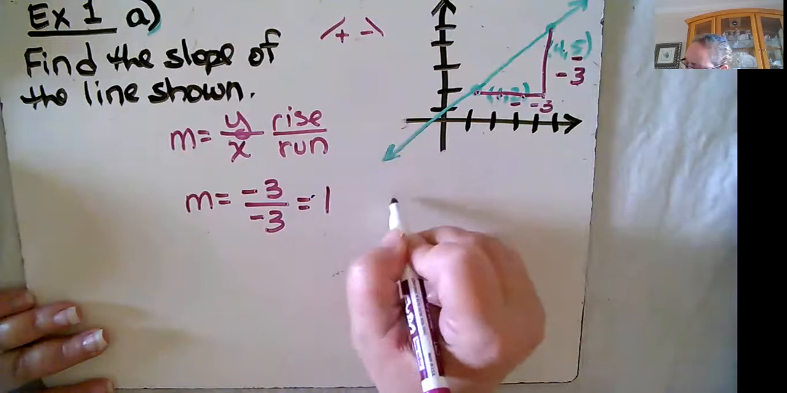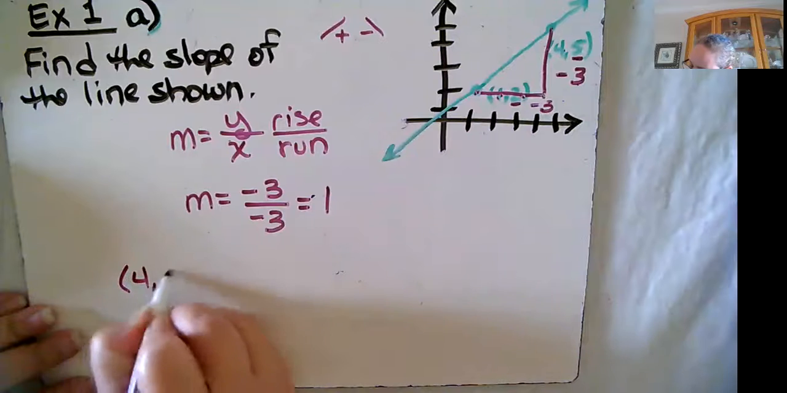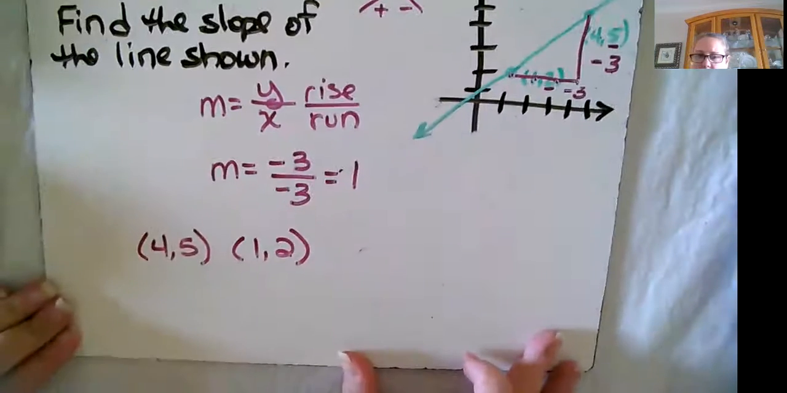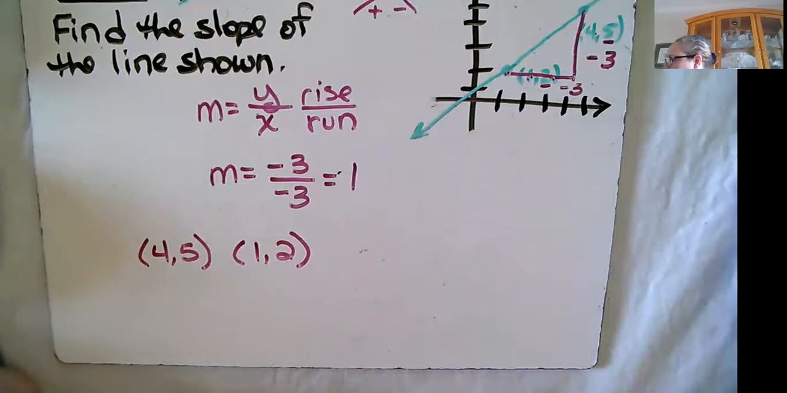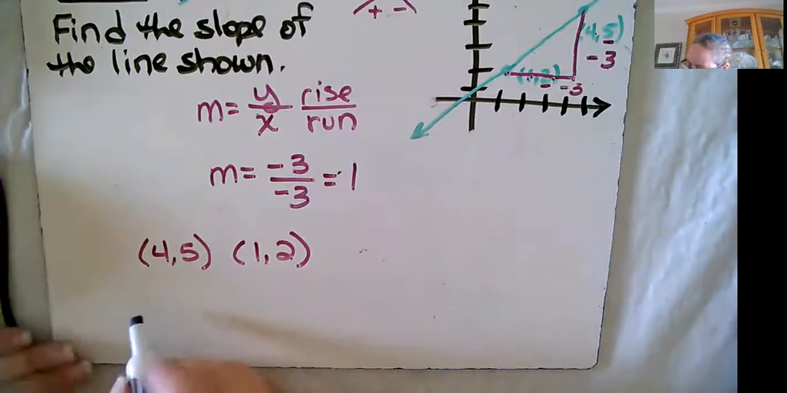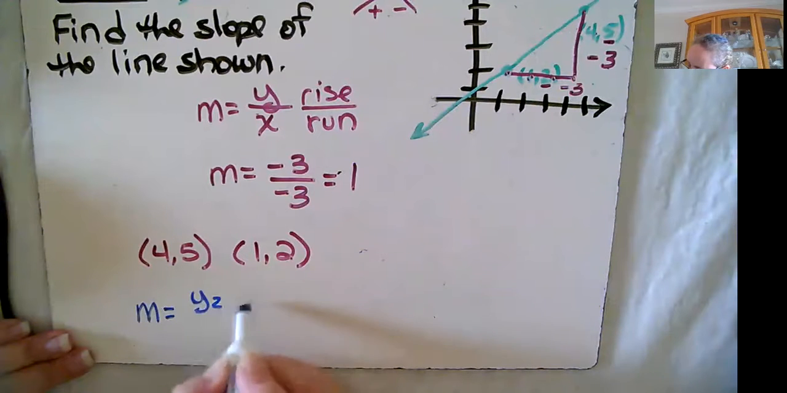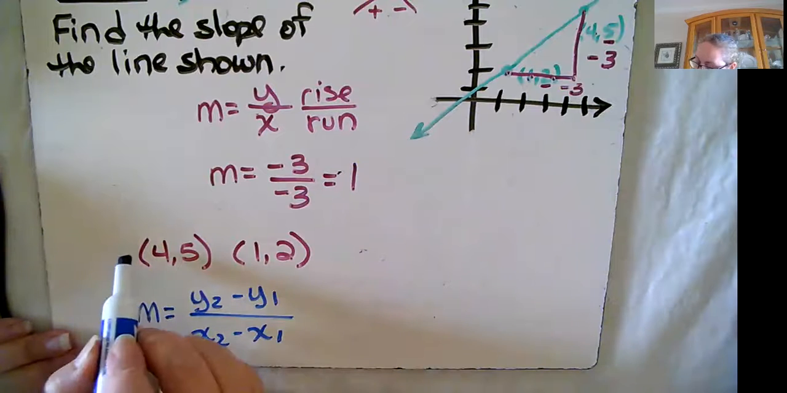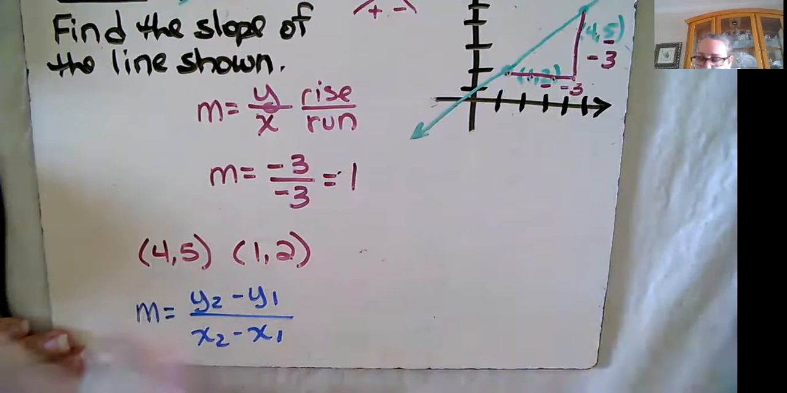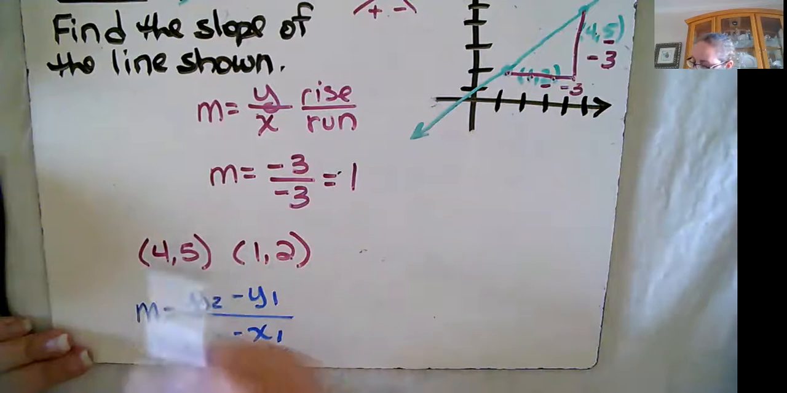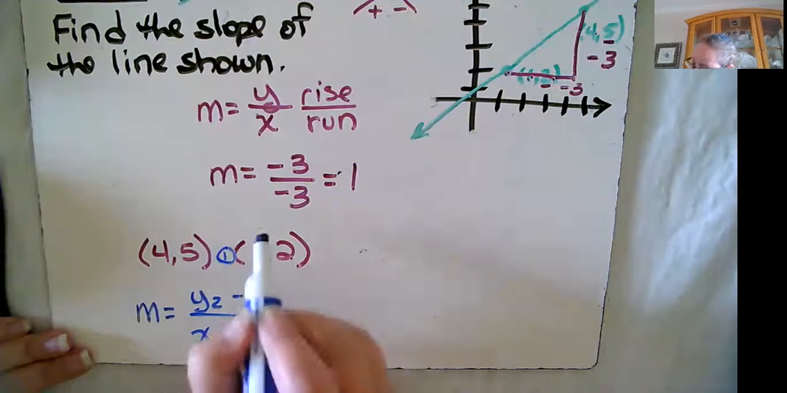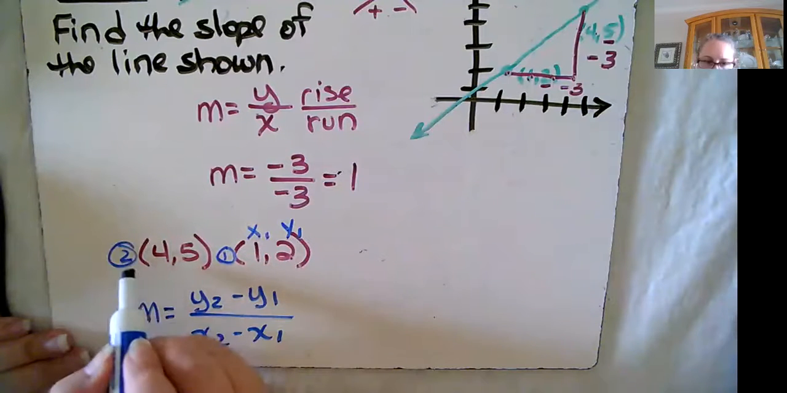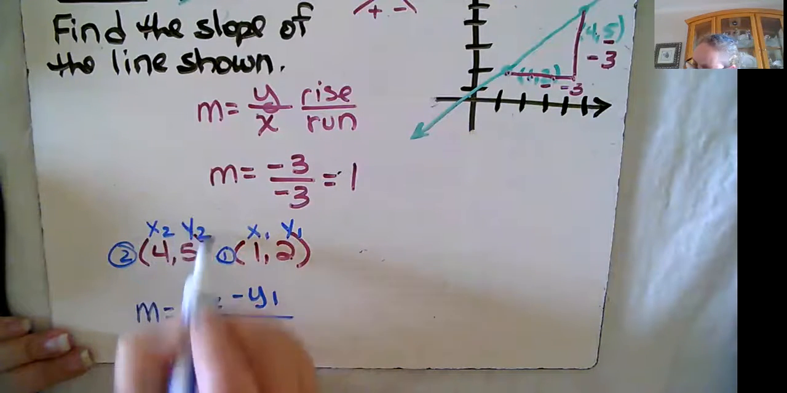So we have our two ordered pairs. I'm going to do it over here: (4, 5) and (1, 2). Now we're going to use the slope formula to solve for our slope. So our slope formula is y2 minus y1 over x2 minus x1. You pick which one you want to be 1 and which one you want to be 2, and it does not matter the order. So let's say I want to make this one 1. That means this is x1, y1. This one's going to be number 2, x2, y2.